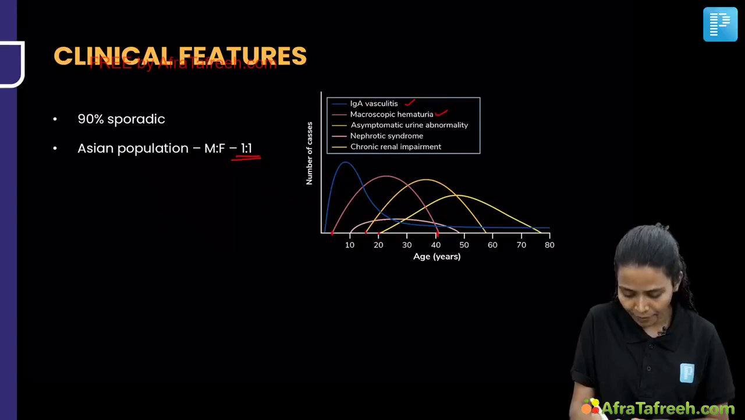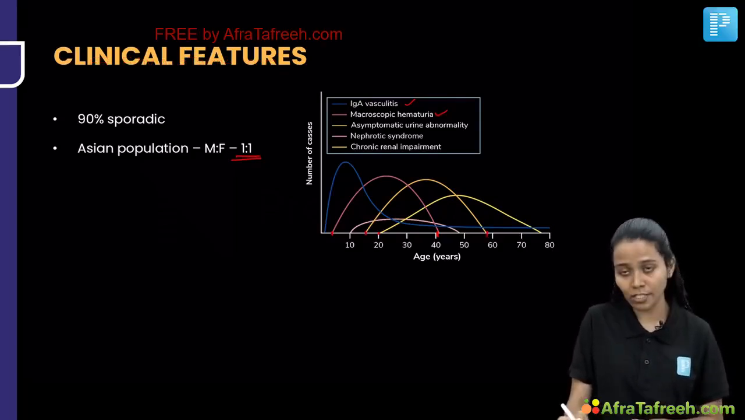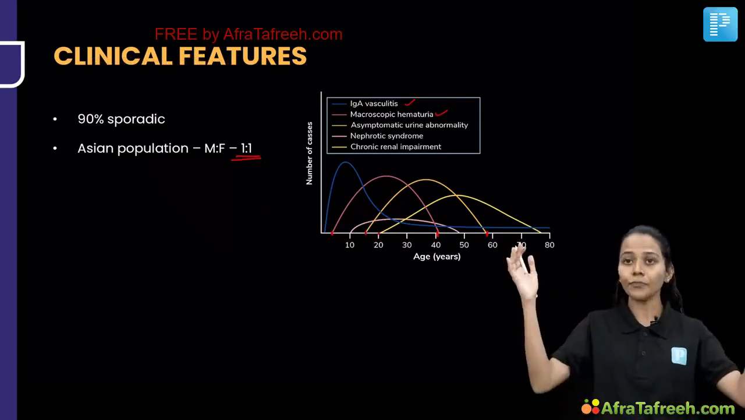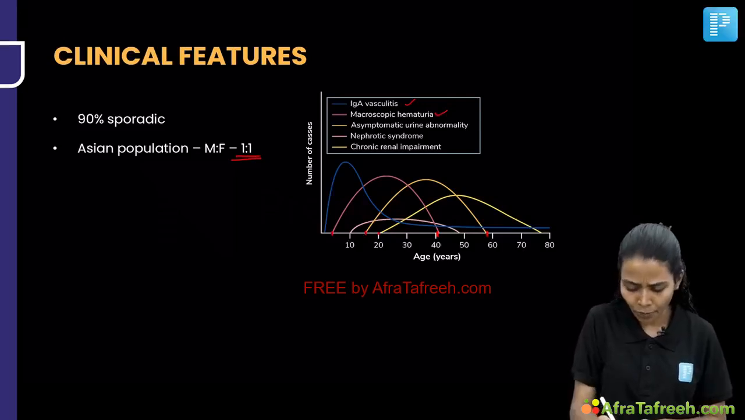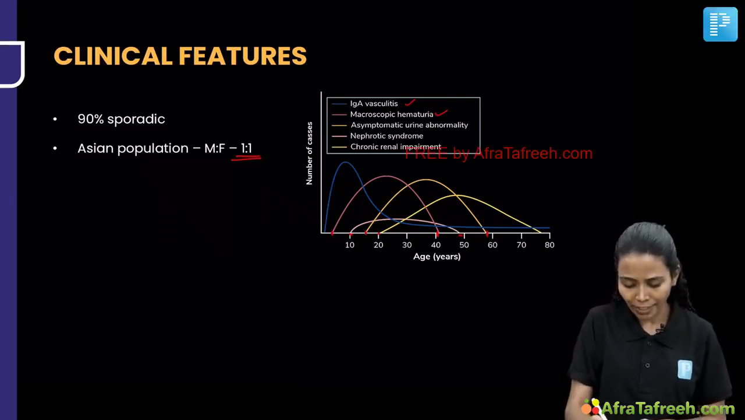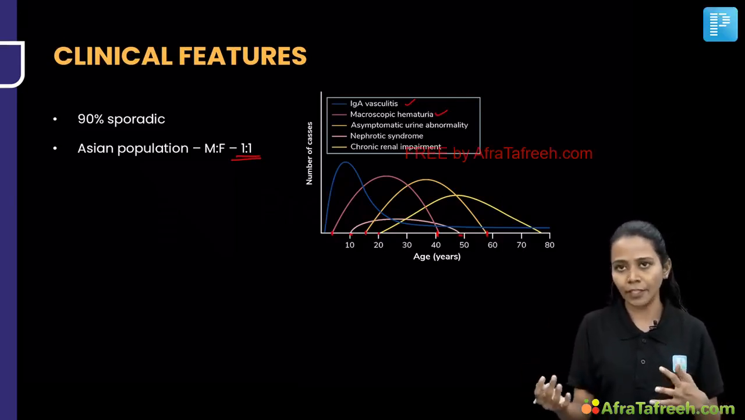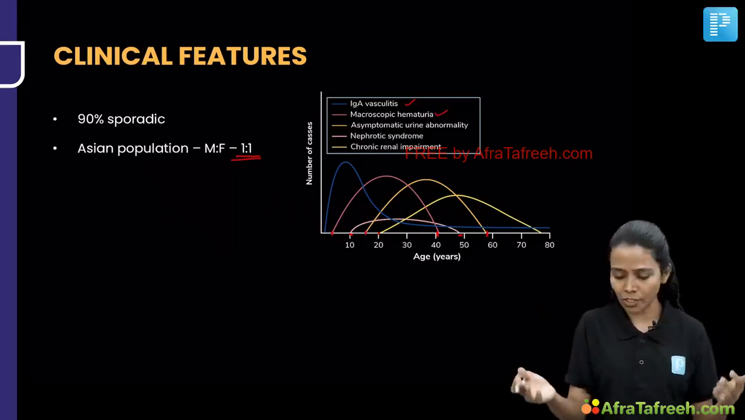That is, it starts somewhere between 10 to 20 years of age and it goes till 50 to 60 years of age. So that is seen in a wide spectrum. Then comes nephrotic syndrome. That's also not very common. It is seen between 10 to 50 years. And chronic renal impairment generally starts after 20 years because the disease starts by 10 years. It takes around 10 years to reach CKD.